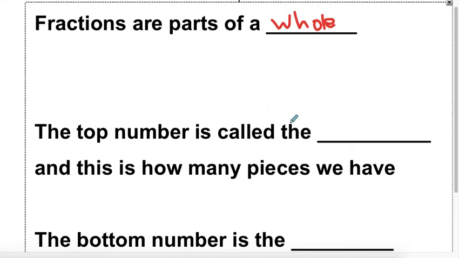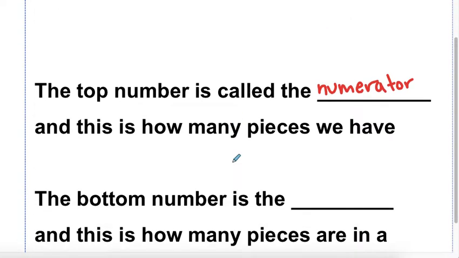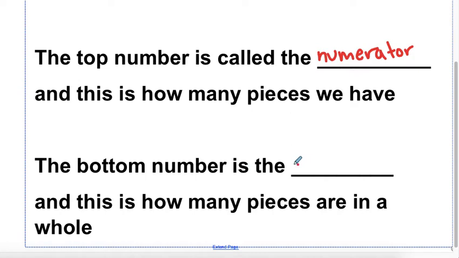We said this already, but the top number is called the numerator, and this is representing how many pieces we have. If we're talking about 2/3, the top number being 2 means we have 2 out of 3 pieces of the whole. The bottom number then is the denominator. And I'm going to be a little slow writing here. I'm doing it with my mouse, which is kind of tricky, but we'll make it work.